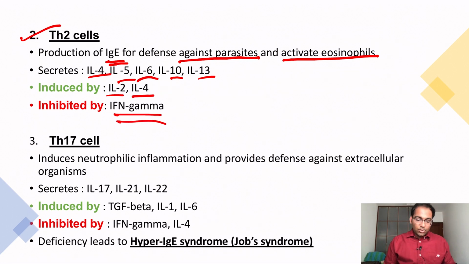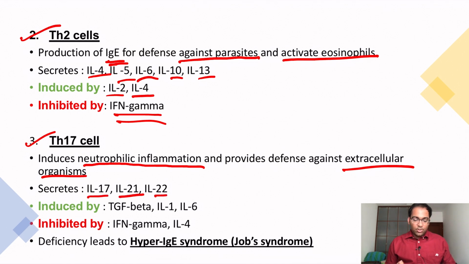Okay. Now the third type of cell is the T helper 17 cell. This induces neutrophilic inflammation and provides defense against extracellular organisms. This secretes interleukin 17, 21 and 22. T helper 17 is induced by TGF beta, interleukin 1 and interleukin 6, while it is inhibited by interferon gamma and interleukin 4.